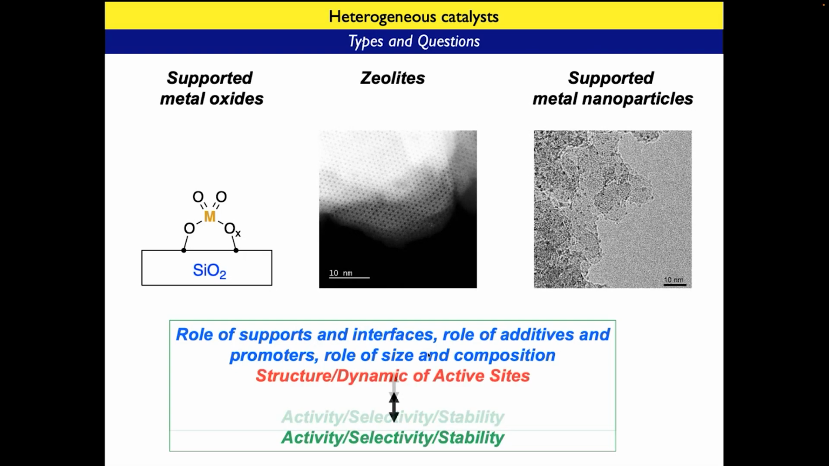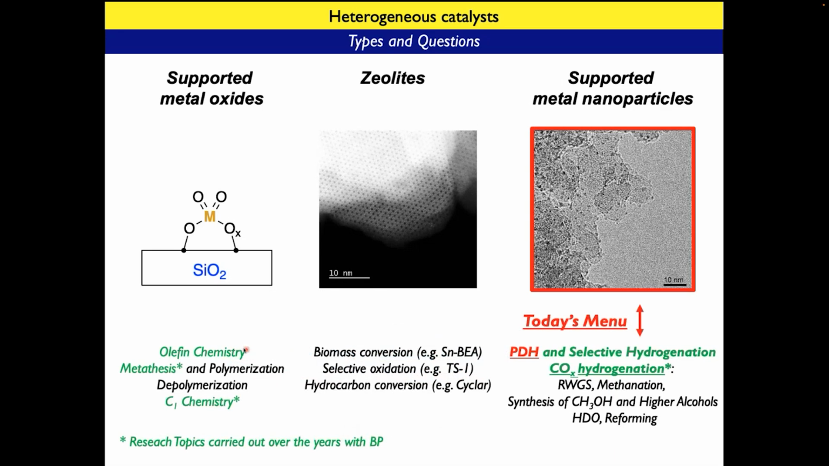Ideally, we would like to relate this performance indicator to the specific structure or dynamic property of these active sites. So what I will try to do today, and what we have been trying to do in our work, is to look at supported systems across several reactions, going from supported metal oxides with olefin chemistry and C1 chemistry, where we have done a lot of work with BP, marked in green here. We have also worked a lot on zeolites, mostly nowadays on selective oxidation processes with TS1.